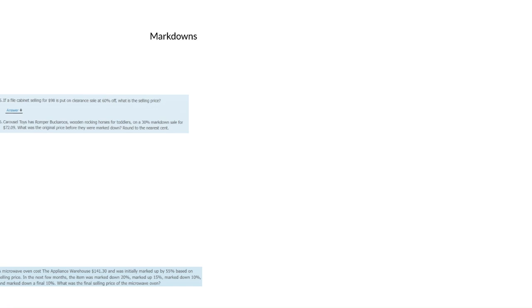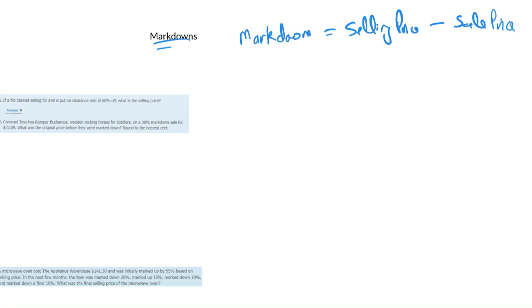Next, let's examine an important concept of markdown or discounts. Now, as consumers, we all like markdowns. Markdowns are when there was an original price or original selling price, and then the retailer has subtracted that and dropped it to a sale price. Now notice we have selling price and sale price.